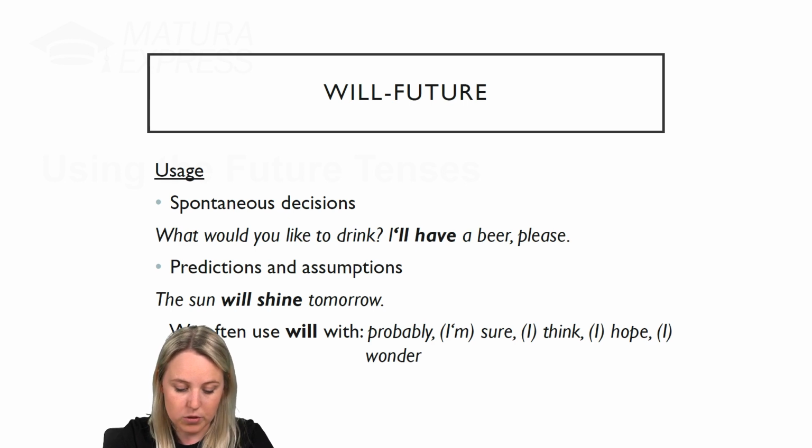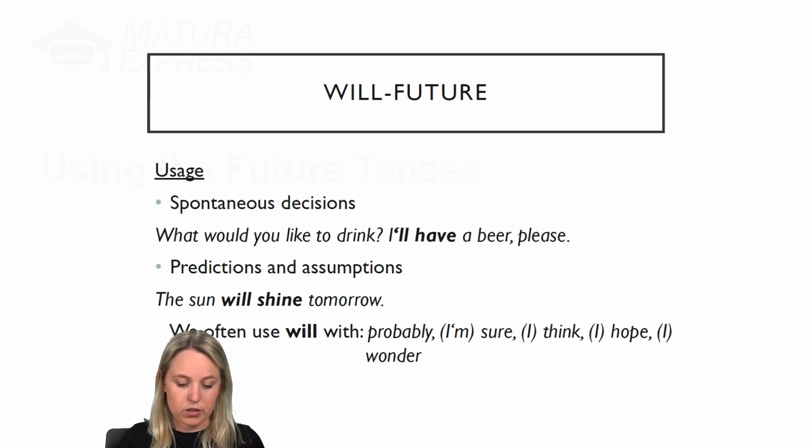Okay, so when do we use the will future? We use it for spontaneous decisions. For example, what would you like to drink? So you are sitting in a bar, having a nice chat with your colleagues, and then what would you like to drink? Oh yeah, I'll have a beer, please. So it's a spontaneous decision. It's not really planned. You just order it.